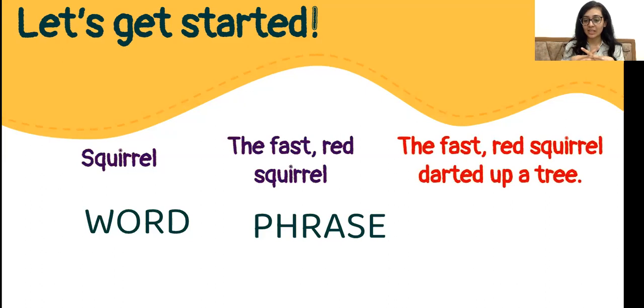Now let's look at this sentence. The fast red squirrel darted up a tree. Now I know that it is not limited to one word, squirrel, but I have a group of words associated with it that describes the squirrel, what kind of squirrel, it's a fast red one. Now what it is doing, I have further information that it darted up a tree. So I have more detail, more information. Now that is making complete sense. And this is called a clause. Right? Are we clear so far?